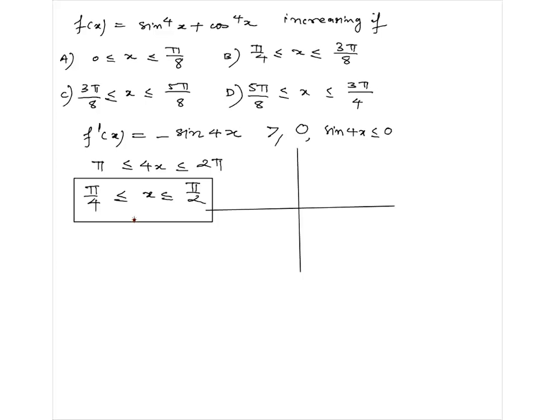Right, exactly. So if pi by 4 to pi by 2 is correct, then any part of it also will be correct, isn't it? If we say that some function is increasing in this whole region, then obviously in this small region it will be increasing. If it is increasing in a big region, isn't it? So that was a little thing in this problem.